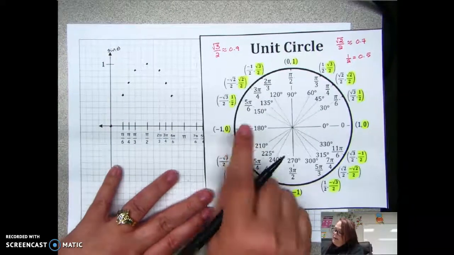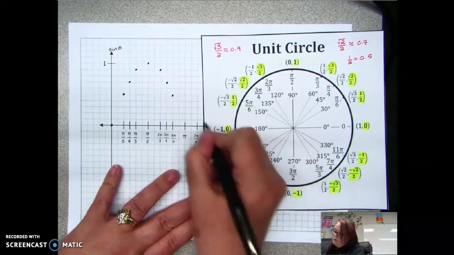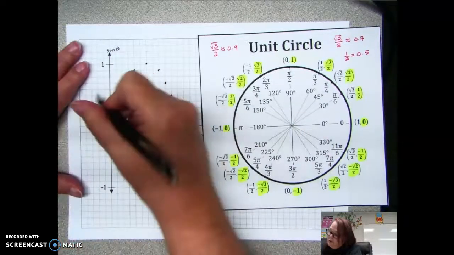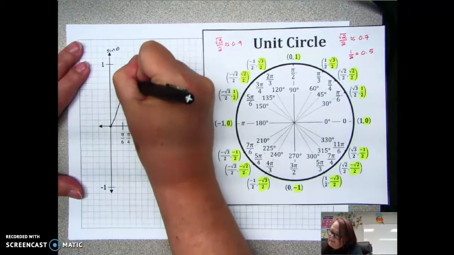And then at pi, we are at 0. So at pi, we are right here. So we're looking so far at a graph that looks like this.